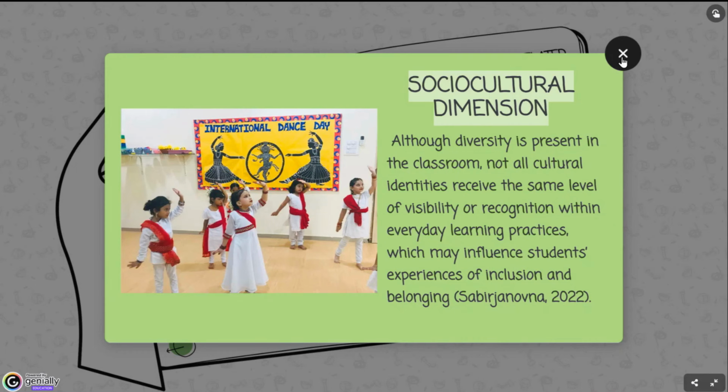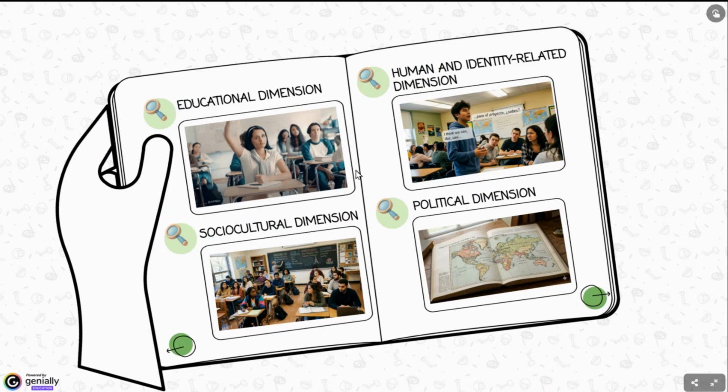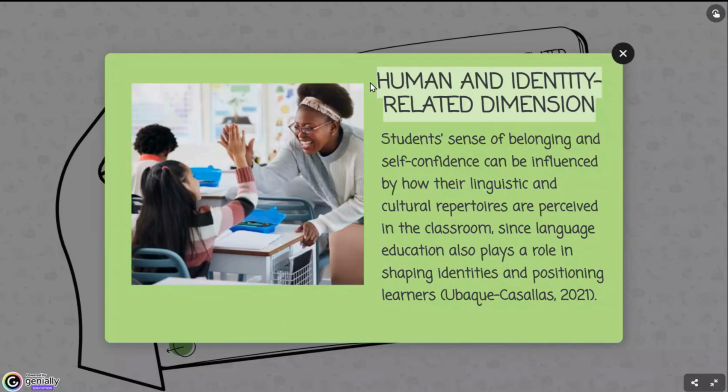From the human identity related dimension, students' confidence and sense of belonging are shaped by how their voices, languages, and experiences are recognized. From a plurilingual perspective, students bring linguistic resources that go beyond English and Spanish, including local forms of expression and community discourses. When these resources are not acknowledged, some students may feel that their ways of speaking or knowing are less legitimate, which affects their participation and motivation.